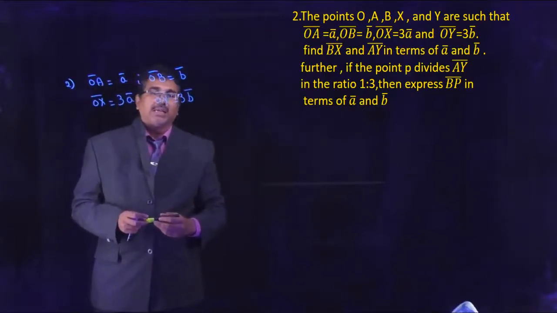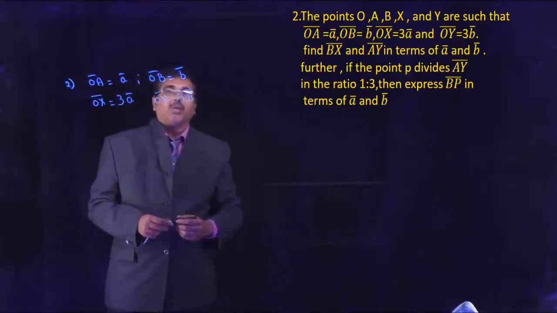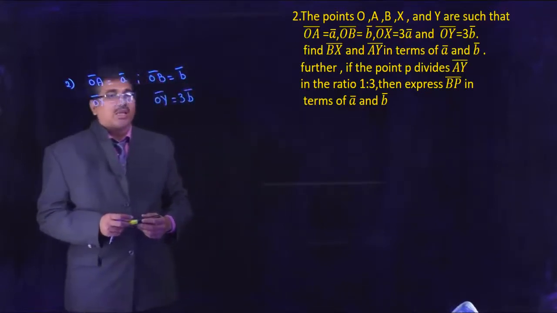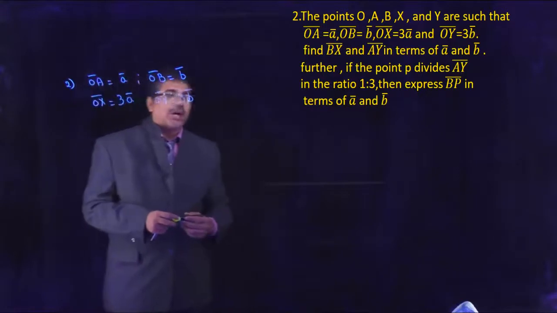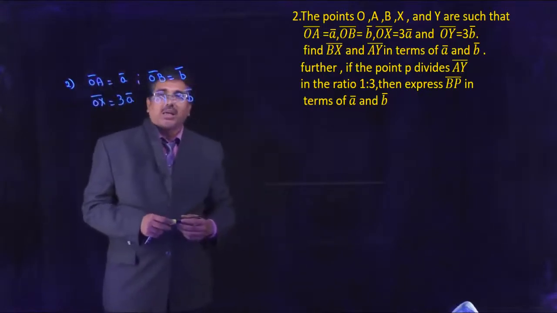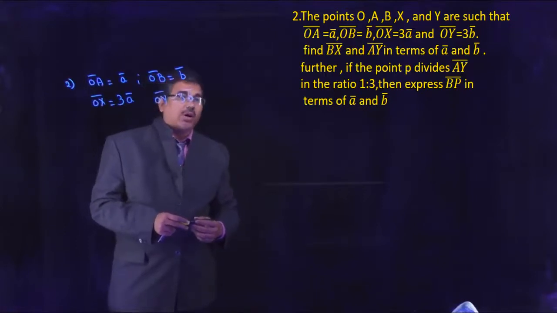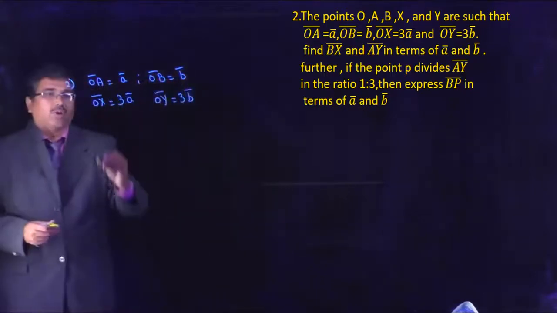OA bar is equal to A bar. OB bar is equal to B bar. OX bar is equal to 3A bar. OY bar is equal to 3B bar. Find BX bar.